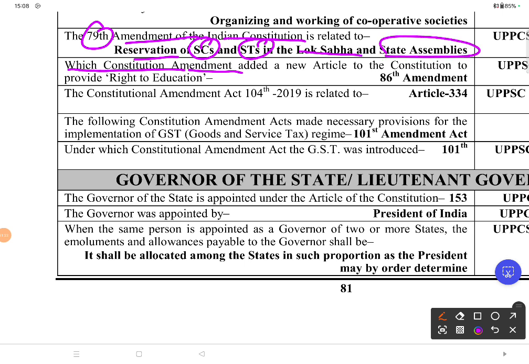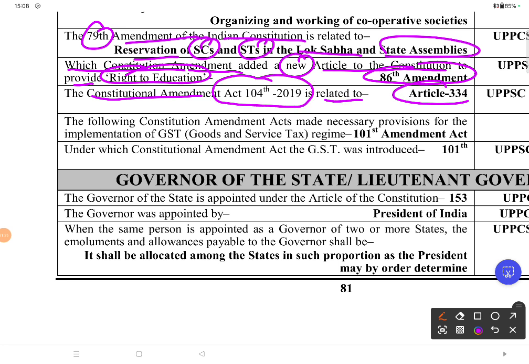Which constitutional amendment added a new article to the Constitution to provide the right to education? 86th Amendment. The Constitutional Amendment Act 104th, 2019, is related to Article 334.